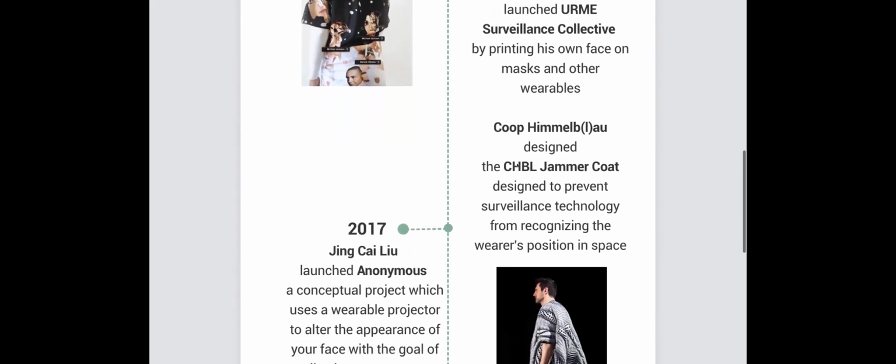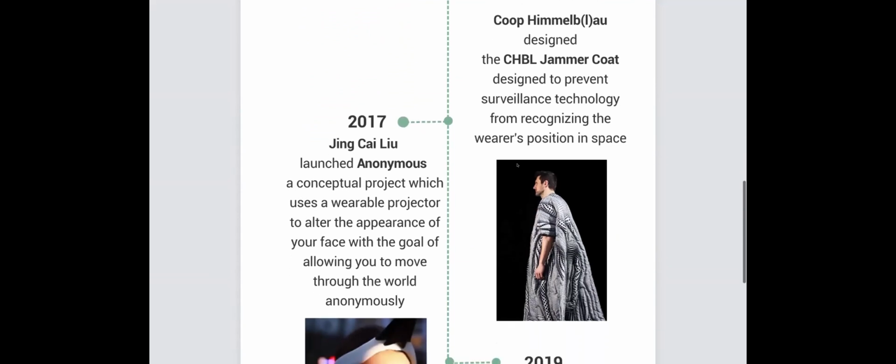And then Coop Himmelblau designed the jammer coat, which has this pattern on it, which is supposed to prevent surveillance technology from recognizing the person who's wearing it in space. And this is a little bit of foreshadowing to something that I'll talk about at the end.